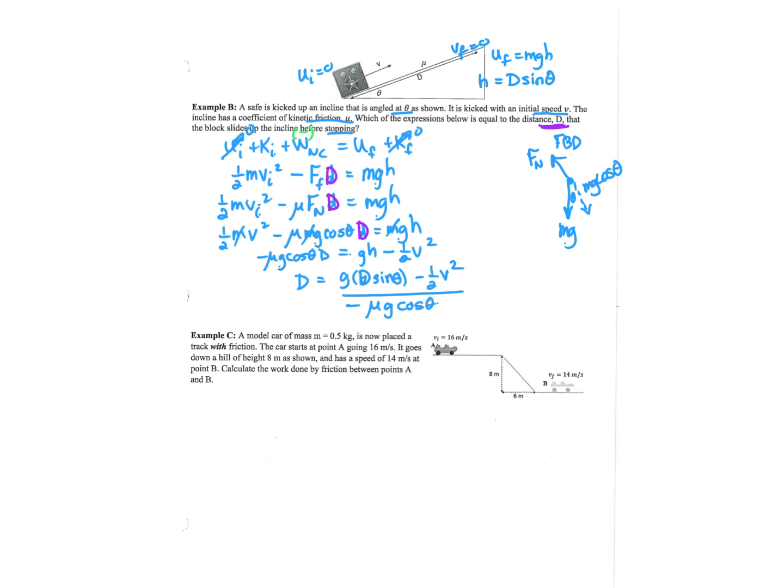Let's look at the next one. A model car of mass 0.5 kilograms is now placed in a track with friction. Okay, the car starts at point A, going 16 meters per second, so we have an initial velocity, goes down a hill of height 8 meters, as shown, so it's a height of 8, not the length of 8, and has a speed of 14 meters per second at point B. Calculate the work done by friction between point A and point B.